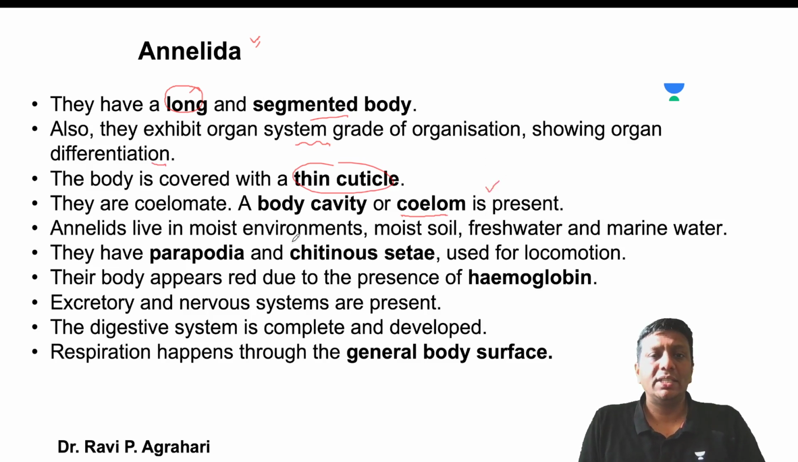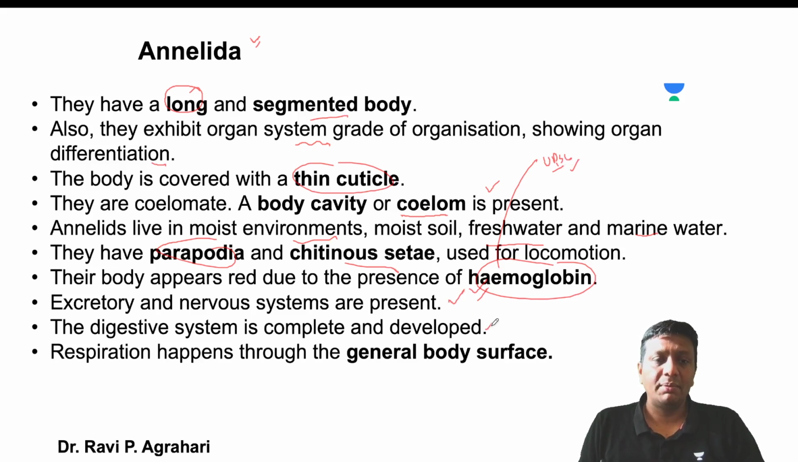Annelids live in moist environments. They need some water-body type of characteristics. They grow in freshwater and marine water both. For movement, they have parapodia or chitinous setae. And see guys, they have red-colored hemoglobin dissolved in the plasma. That is a very specific feature of annelida, and this type of question was also asked in UPSC prelims. Excretory system and nervous system are present here.